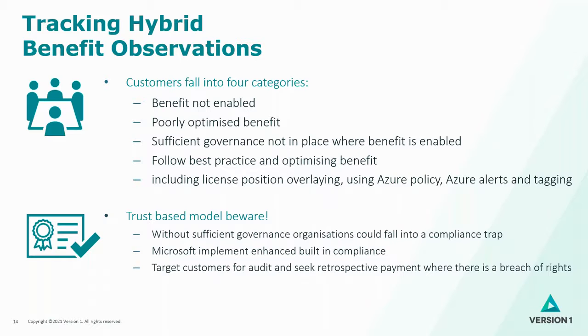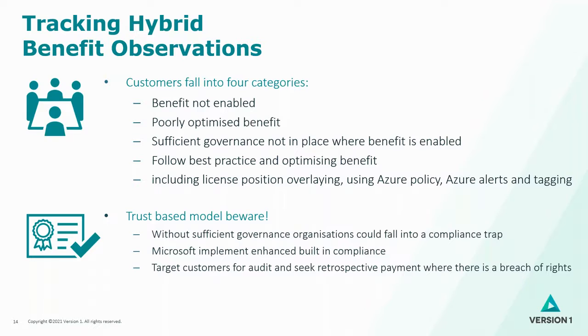The third category would be customers who've implemented, but haven't sufficient governance in place to track where the benefit is enabled. And then we've also got a cohort of customers that I would say follow best practice and are optimizing the benefit on an ongoing basis. Those are customers who've integrated their software asset management program with their technical service delivery to ensure that there's a licensing overlay on top of how they're currently using the technology, making sure that it's been optimized and that they're staying in compliance on an ongoing basis.